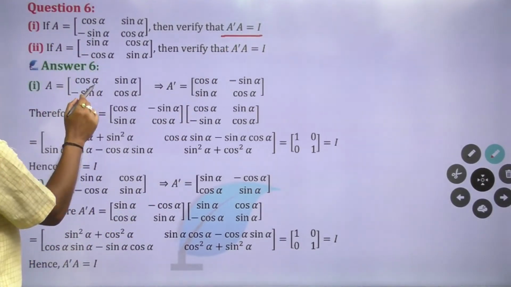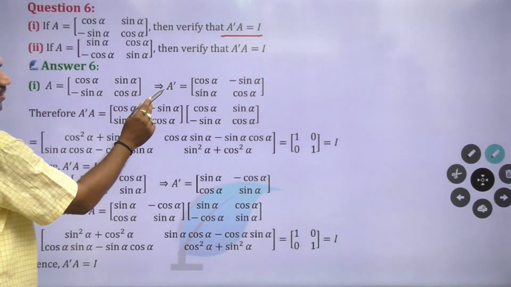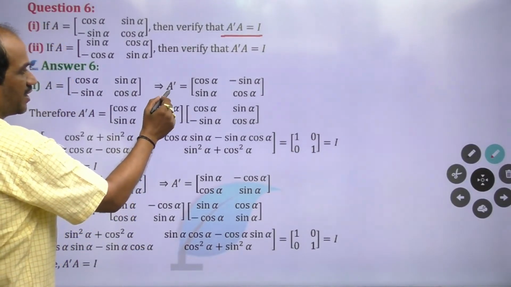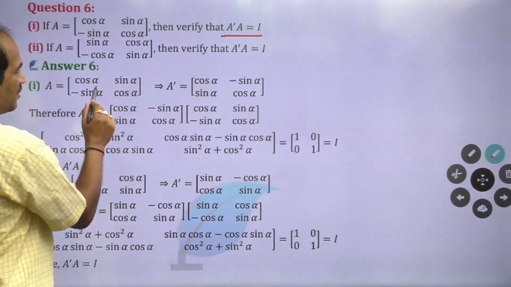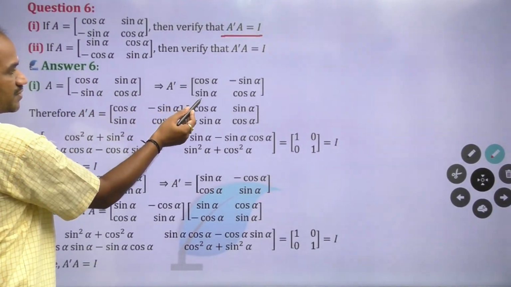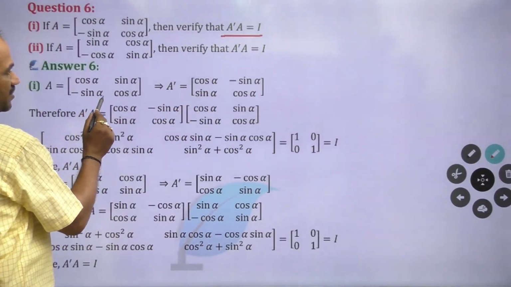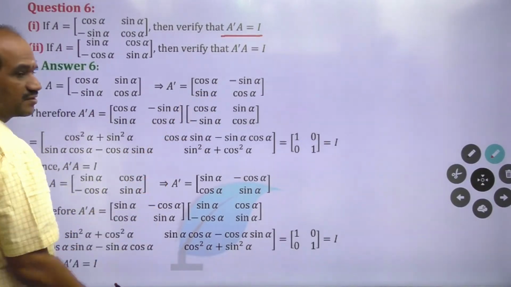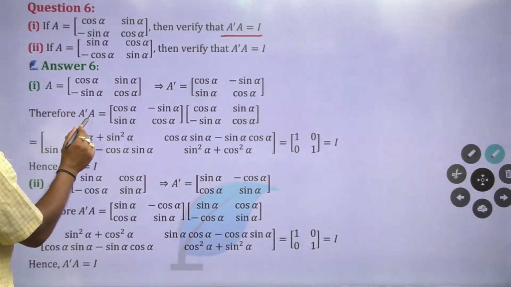Alright, see here first. Given that A is equal to the given matrix, that implies A dash, which means transpose of A. Transpose of A means A dash is obtained by interchanging rows into columns. First row, first column: cos alpha, sin alpha. Next, second row, second column: minus sin alpha, cos alpha. This is A dash.